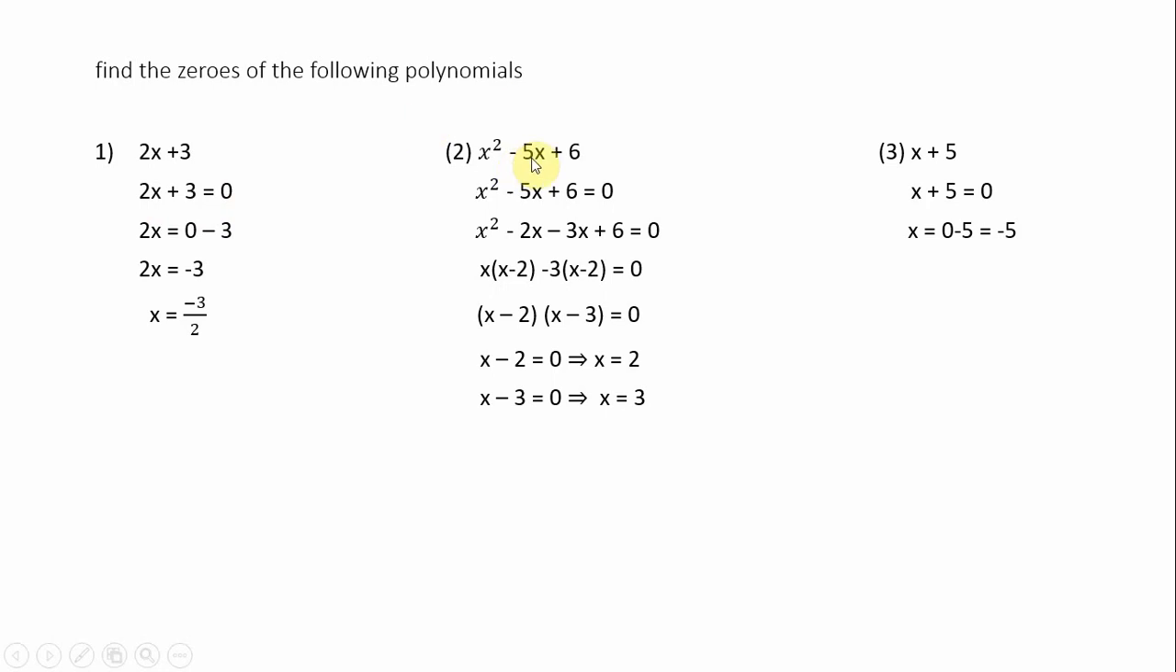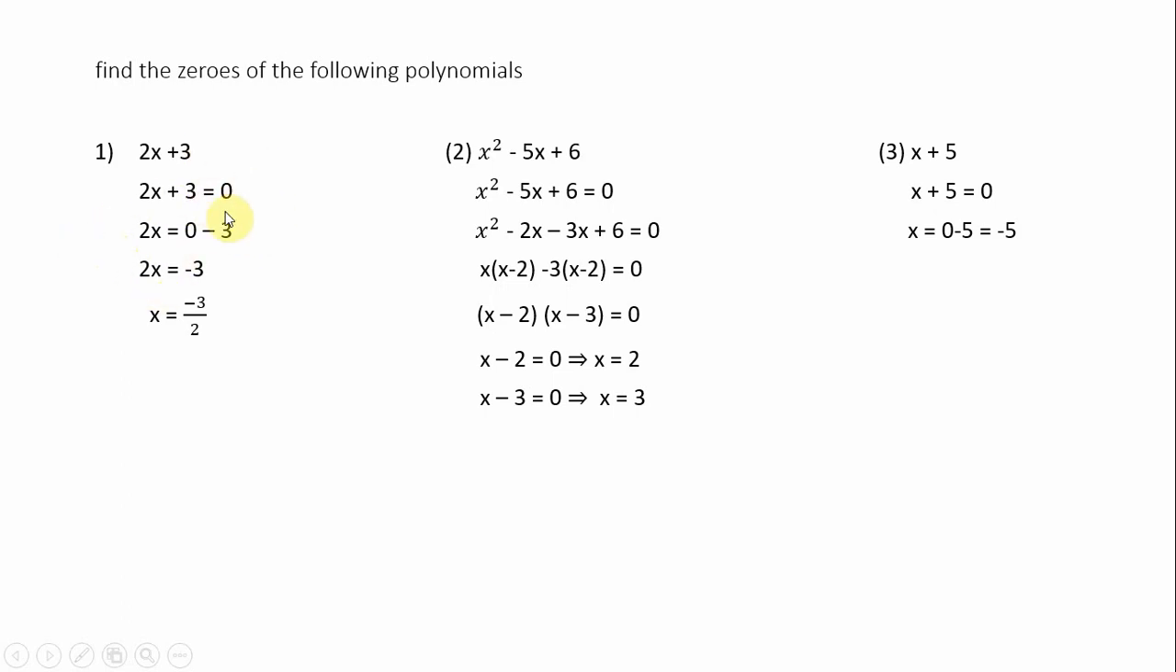See children, x square minus 5x plus 6 is given to you. So first step, x square minus 5x plus 6 is equal to 0. x plus 5 is given to you, x plus 5 is equal to 0. The first step is what? Equate that number with 0. Then transpose the constants to your right side and find out the value of the variable.